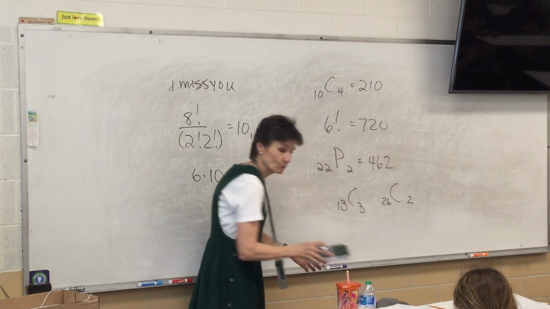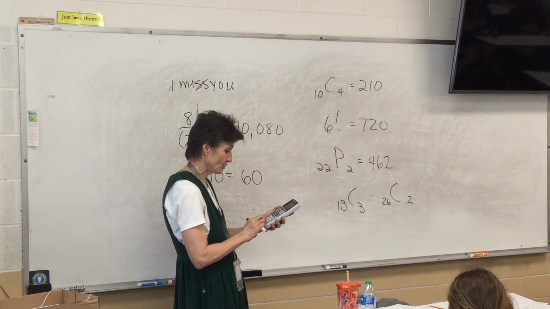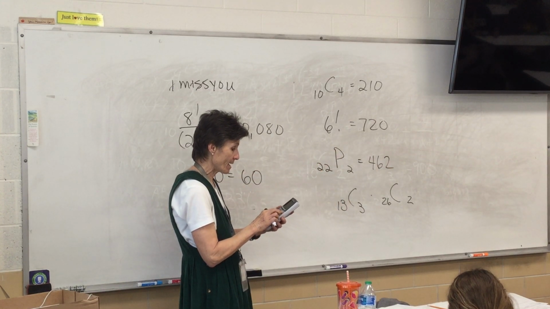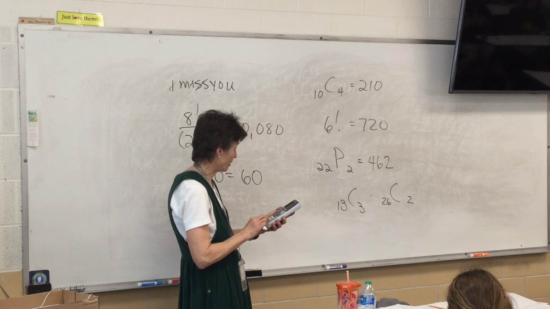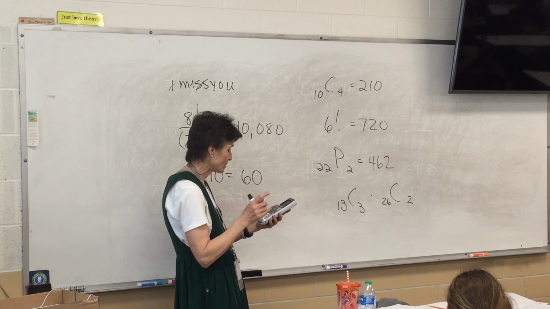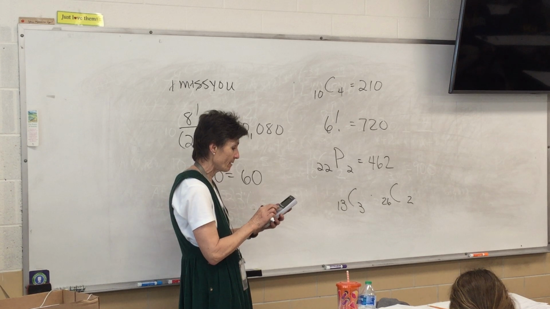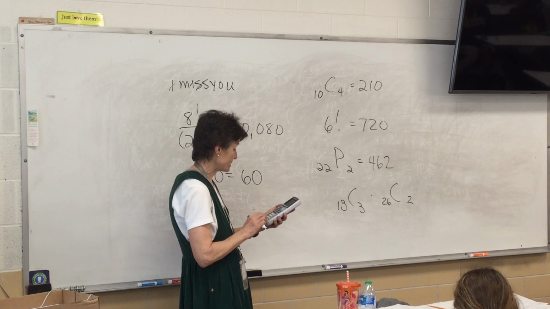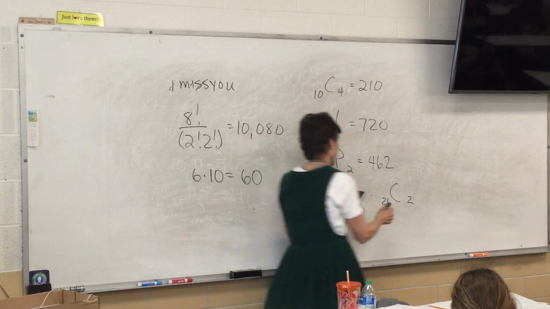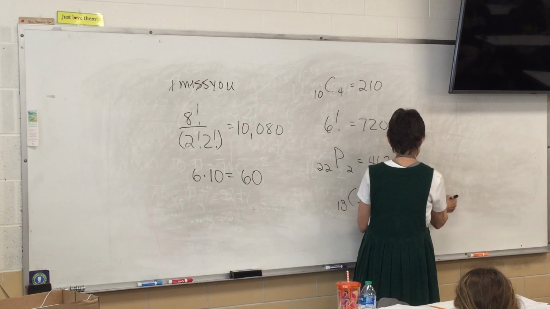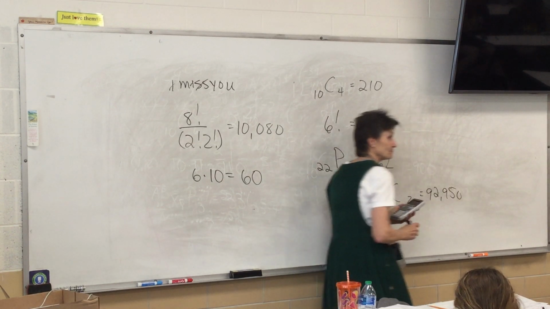And your calculator will do it all at once if you wanted to. 13 math, prob, NCR 3 times 26 math, prob, NCR 2. Oh boy. 92,950.